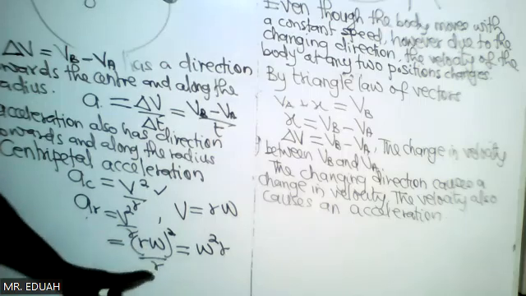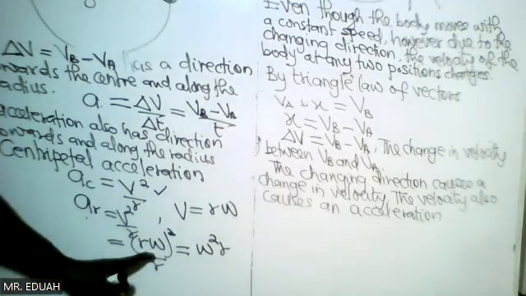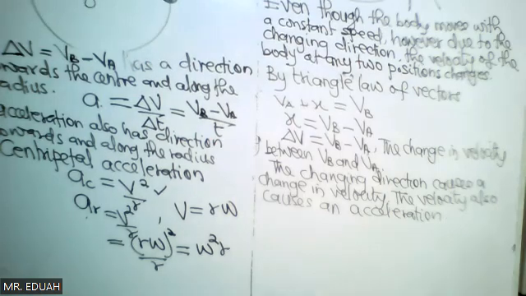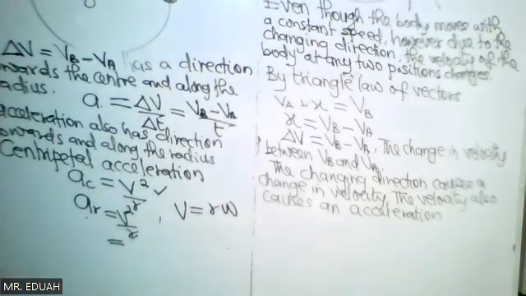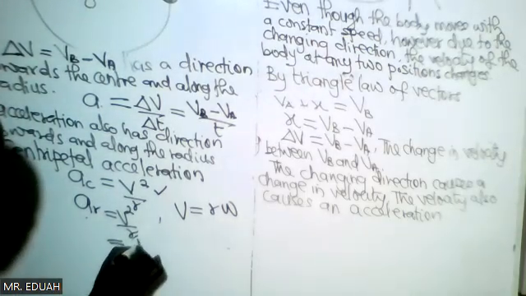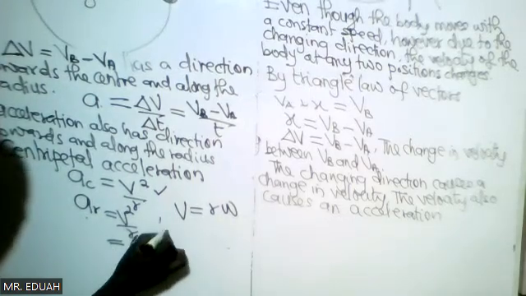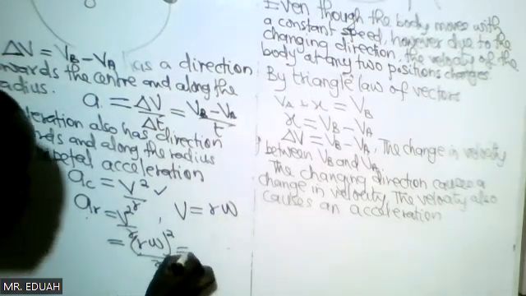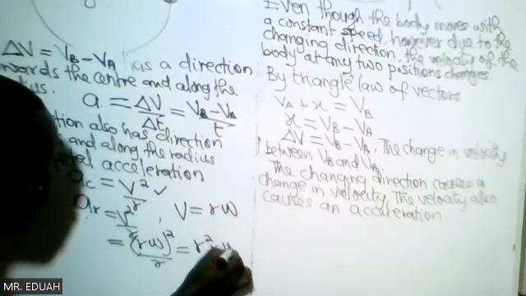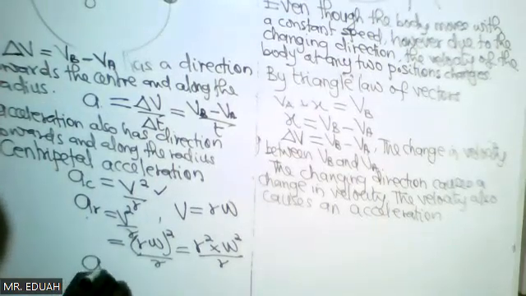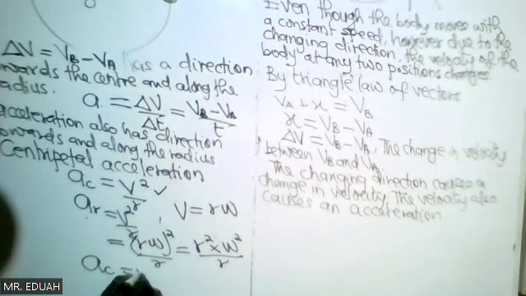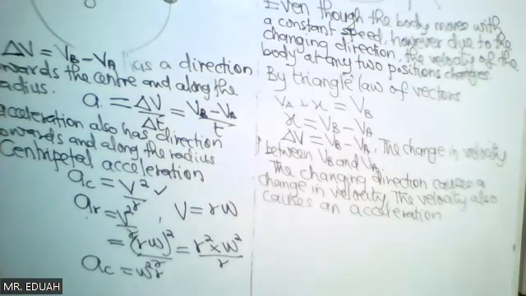When you square this, let me take my time and do it gradually for you to appreciate well. So we have R omega all squared over R. This is equal to R squared times omega squared over R. And so AC or AR is equal to omega squared R. Another expression for centripetal acceleration or radial acceleration.